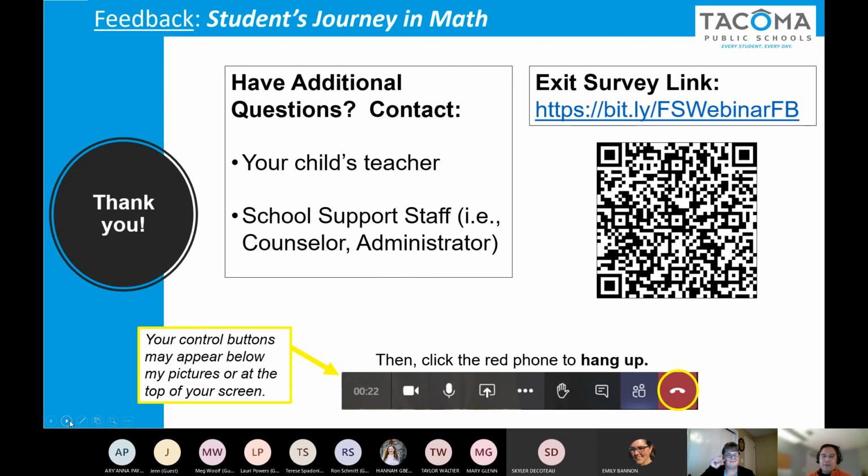One of the things that, if you do have additional questions, we do suggest some people to contact more close to home for you. Obviously, your child's teacher. And then if there are other people at your school or setting that makes sense to reach out to. So that could be a counselor, it could be an assistant principal, support staff, or an instructional coach even. We do encourage you to reach out because we really want to support you and your children to make sense of the mathematics.